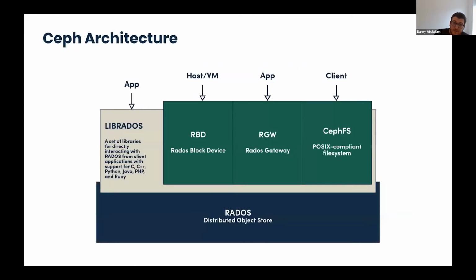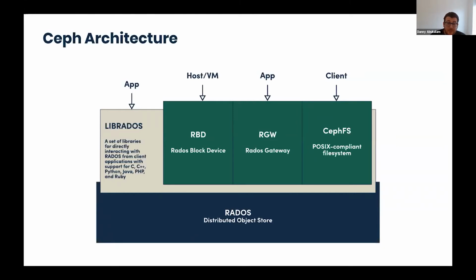So what does Ceph look like underneath? Basically, at the heart of Ceph is this concept called RADOS, which stands for Reliable Autonomic Distributed Object Store. And this is where everything lives. And above this, we have librados, which is essentially a set of libraries that allow us to interact with RADOS directly. And it has bindings for lots of different programming languages. So whatever your choice of language is, you can probably find a way to interact with RADOS.